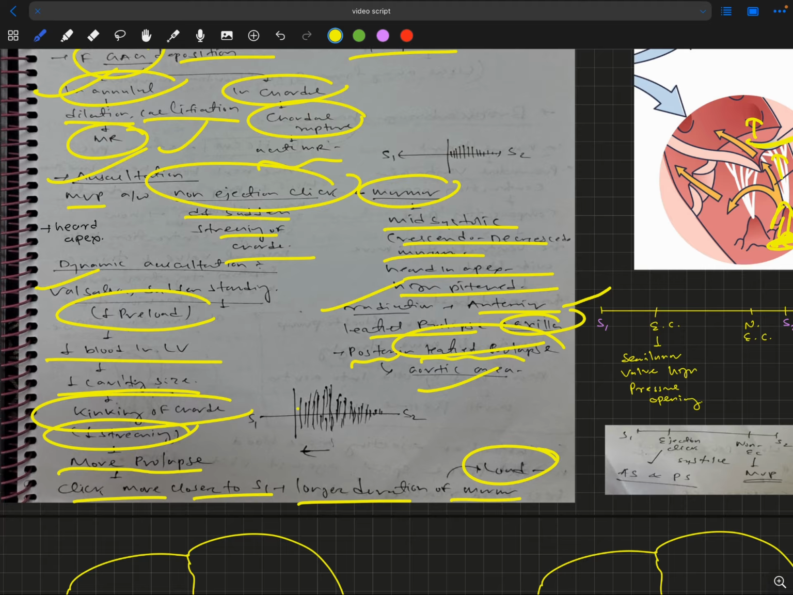So this is the systole, and this is the mid-systolic crescendo-decrescendo murmur. It is best heard at the apex, and it is a high-pitched murmur. If the anterior mitral leaflet is prolapsed, then it radiates to the axilla. If the posterior mitral leaflet is prolapsed, then it radiates to the aortic area.